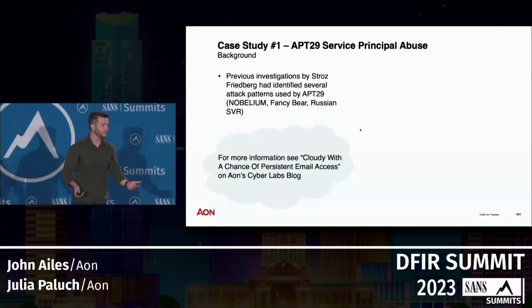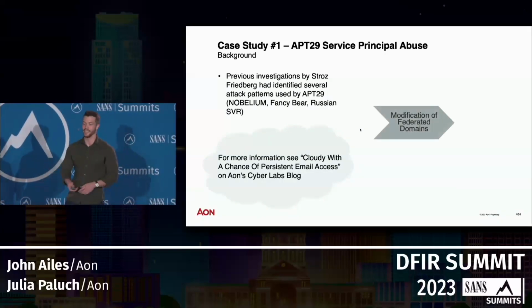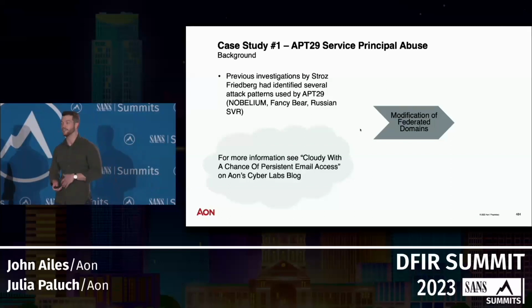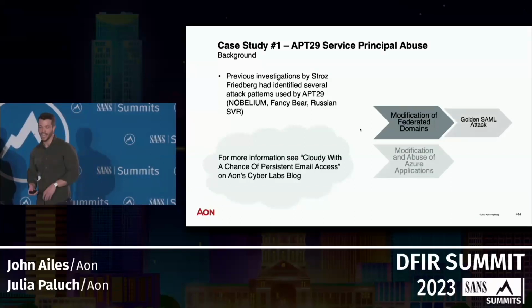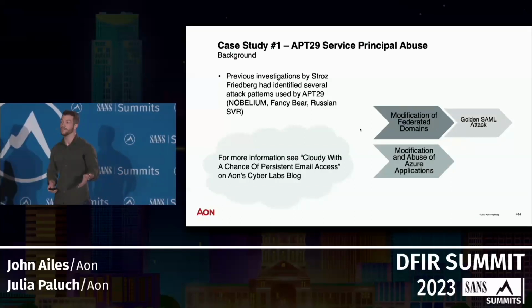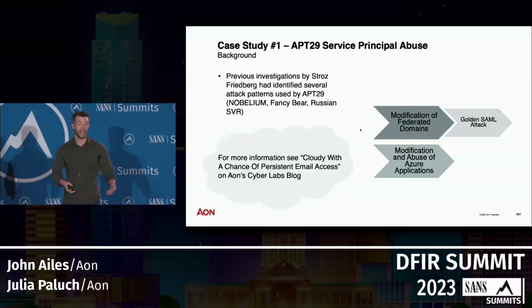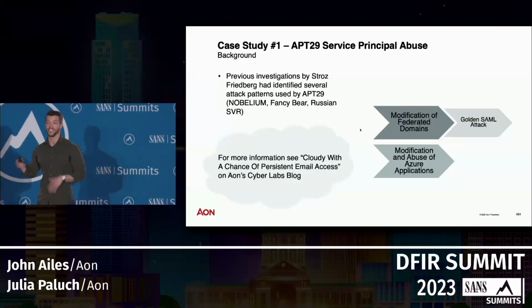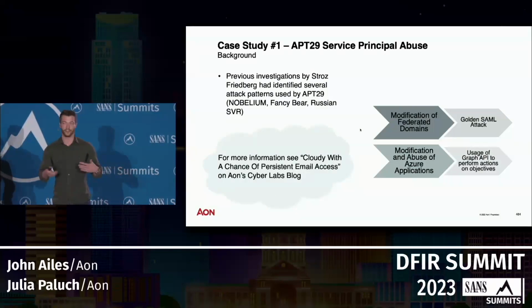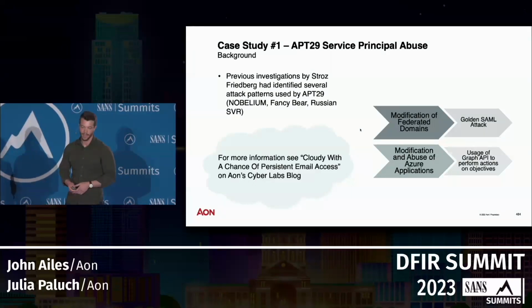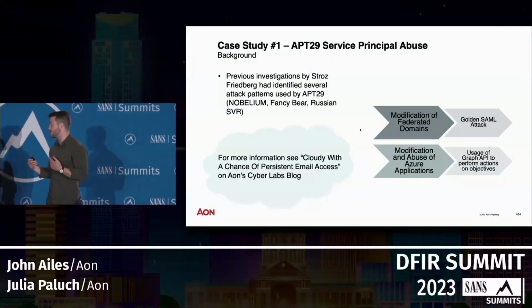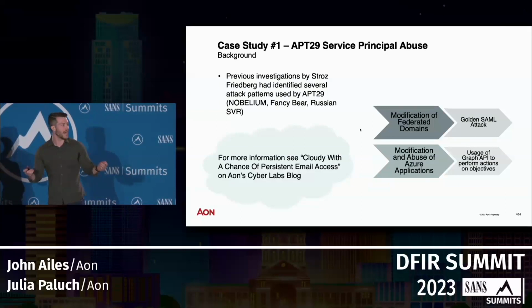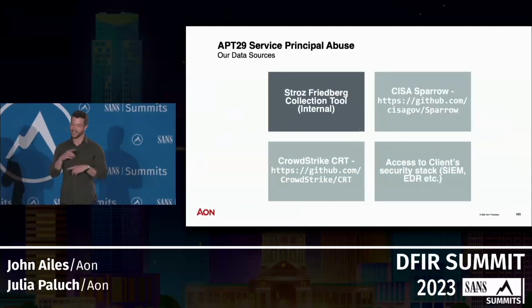But at a high level, some of the things that we tended to see were the modification of federated domains using golden SAML attacks, the modification and abuse of Azure applications. And so this is both creating new Azure applications as well as modifying the permissions of existing Azure applications, and then using those for actions on objectives via the Graph API. And they tended in the past to target specific mail items, which will be a little bit different here.